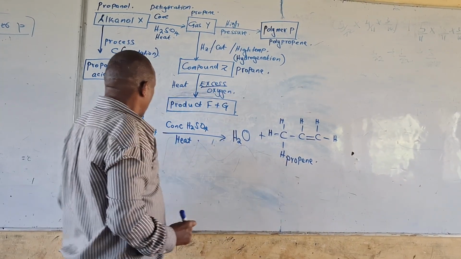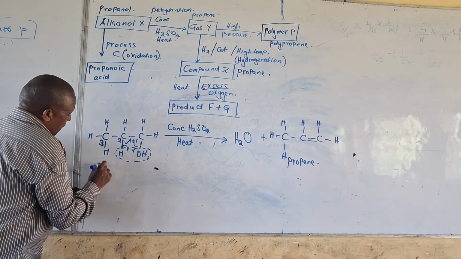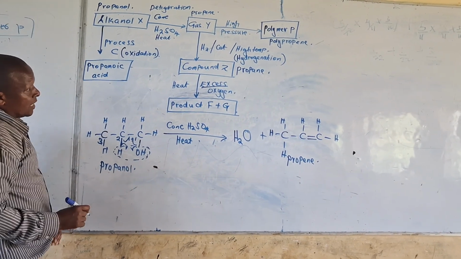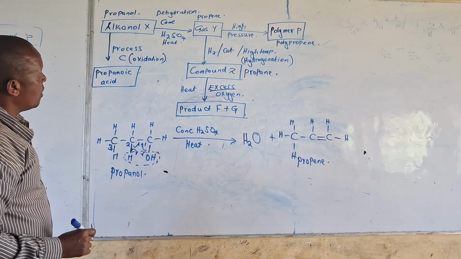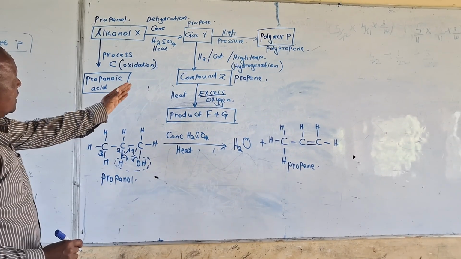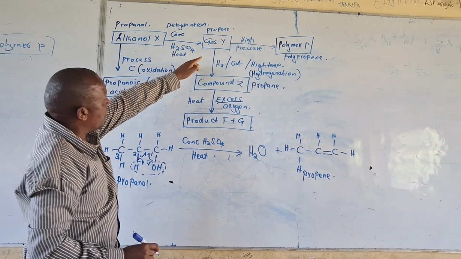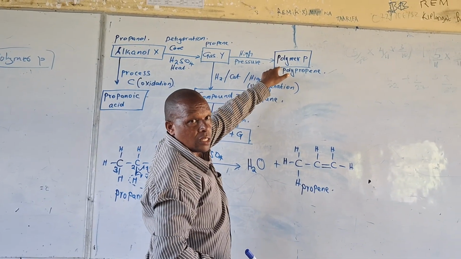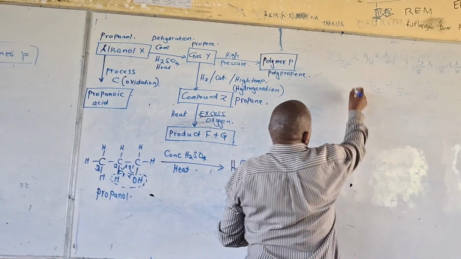Okay, that's how we have formed propene from what? Propanol. So that's the chemistry behind formation of propanol. Let us now see, we have formed propene. How do we form polymer P? Okay, we have formed propene.